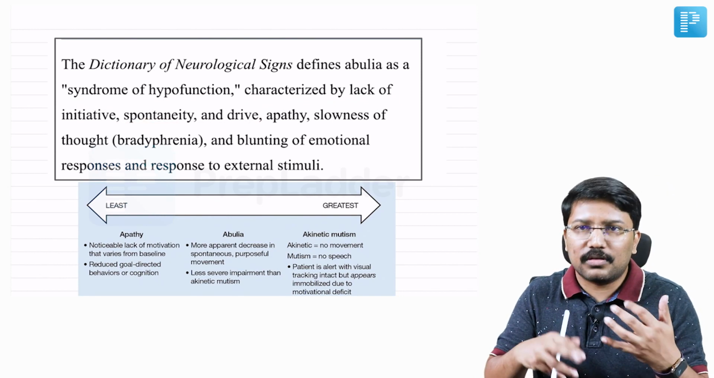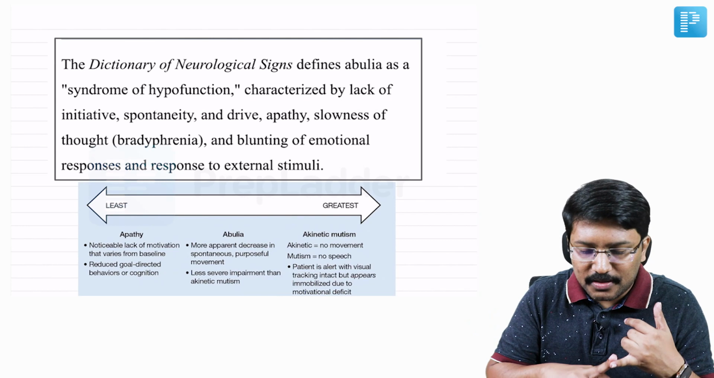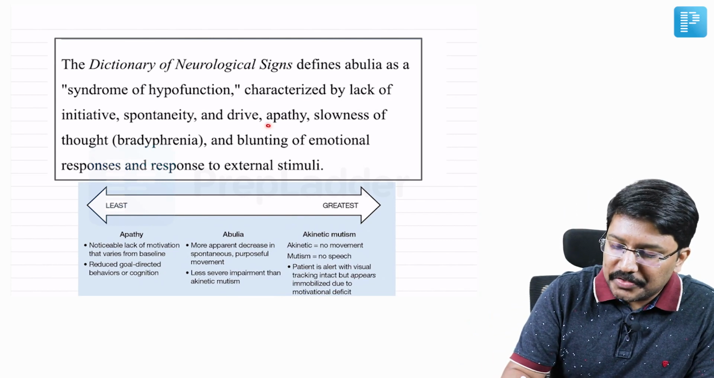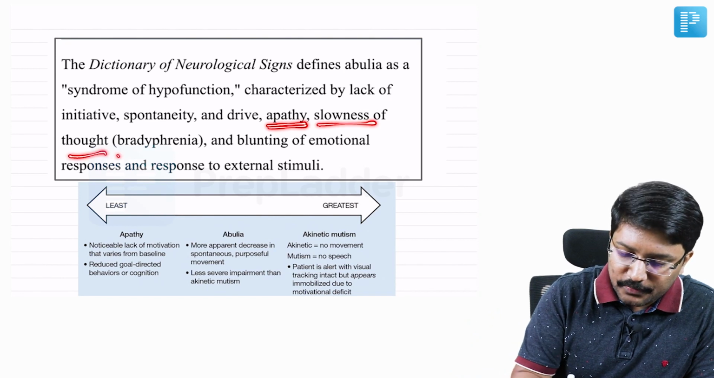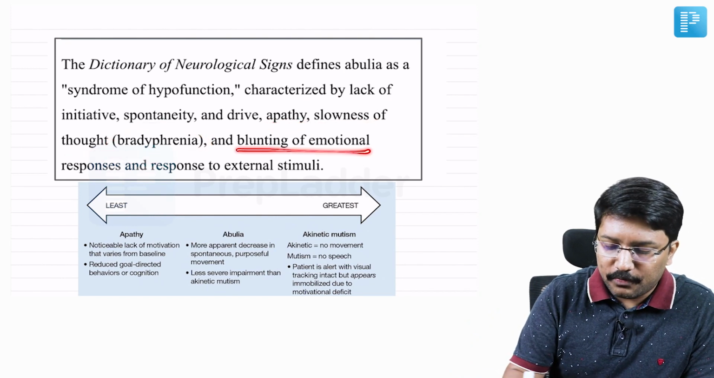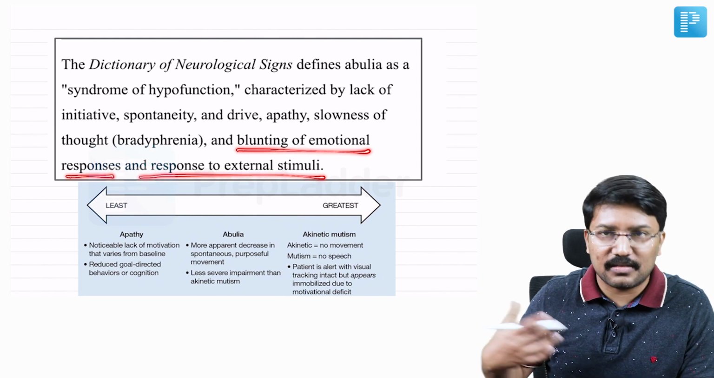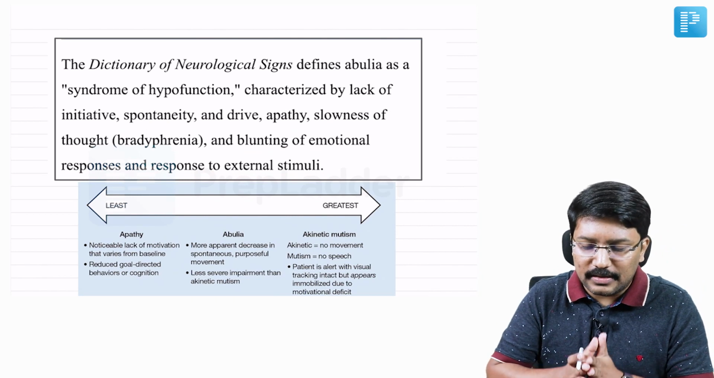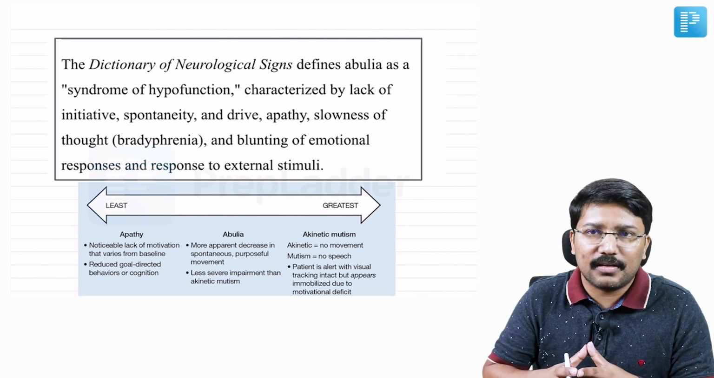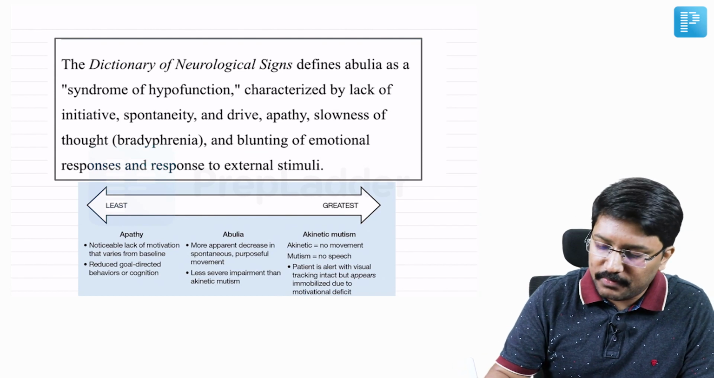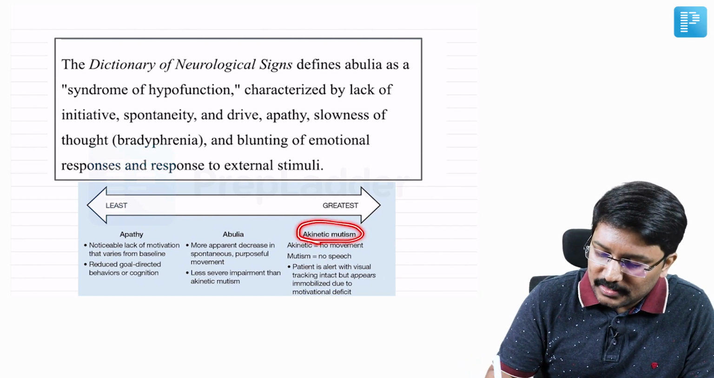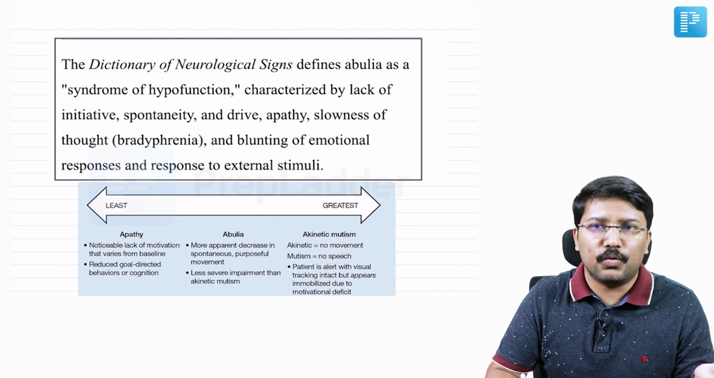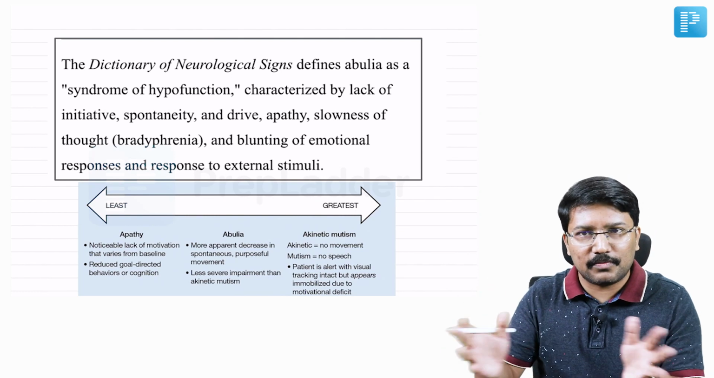That applies to both motor activity as well as speech. There is lack of initiation, lack of spontaneity and of the drive for carrying out such activities. Patients often have apathy and slowness of thought, what we call bradyphrenia, and blunting of emotional responses and response to external stimuli. This is the definition of abulia. As I told you, it is part of the disorders grouped under disorders of depressed motivation. The worst part of it is akinetic mutism, where there is no speech, no movement. Akinesia, mutism. That is the most severe form of the spectrum.